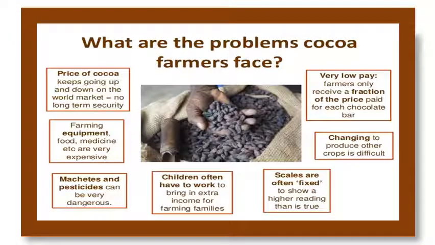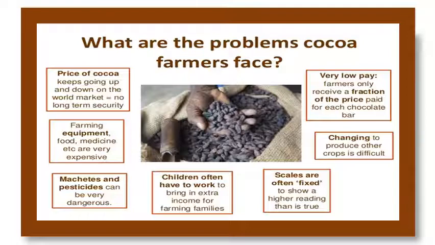There are some problems cocoa farmers face. Like the price of cocoa, it keeps going up and down on the world market. So the farmers are also affected by it directly. The farmers don't have proper farming equipment, they don't get proper food and medicines. These are the basic amenities. In the shortage of basic amenities, farmers really face severe problems.